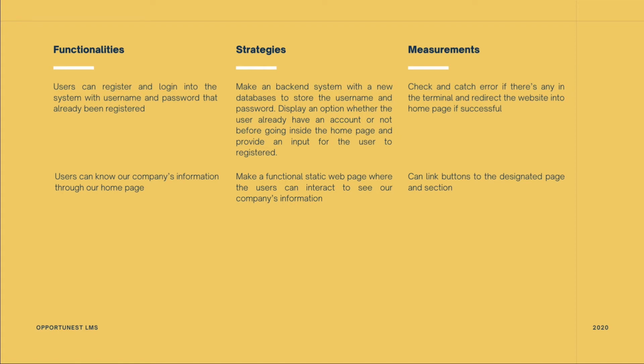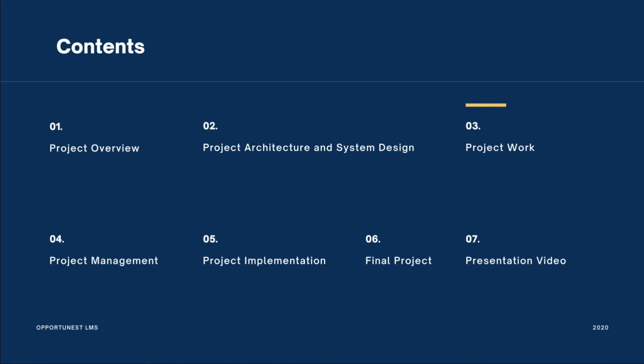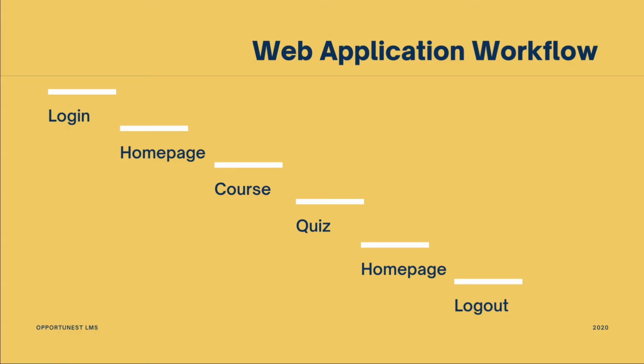The last objective, we make sure that user can know our company's information through our homepage. The strategy we make is a functional static web page where the users can interact to see our company's information. We measure it with the user can link buttons to the designated page and section. Next is our web application workflow. The first, it will be the front page, login, homepage, course, quiz, back to homepage, and log out.